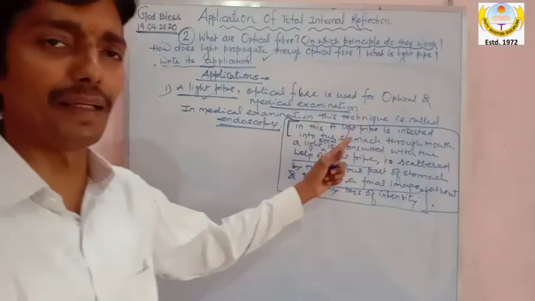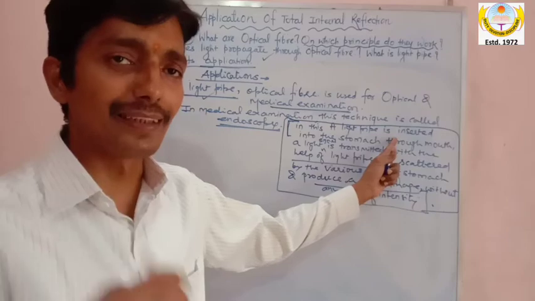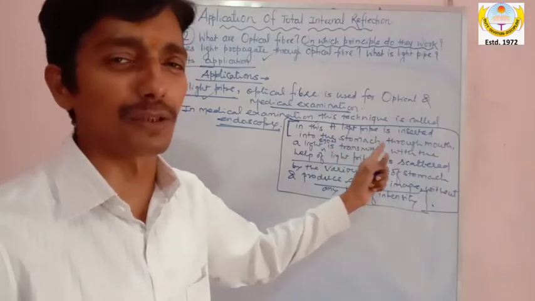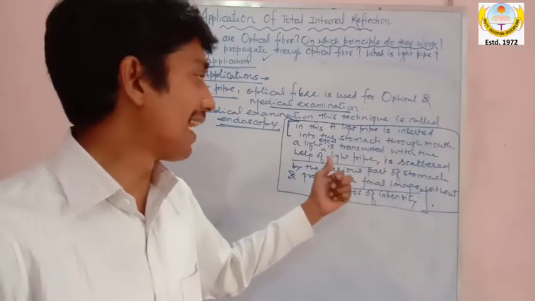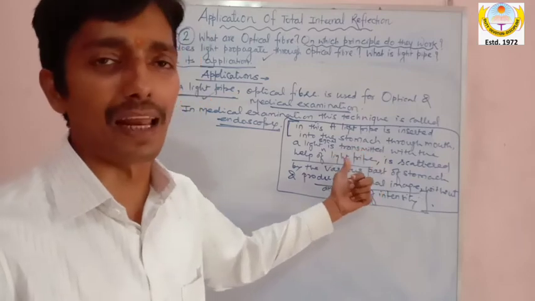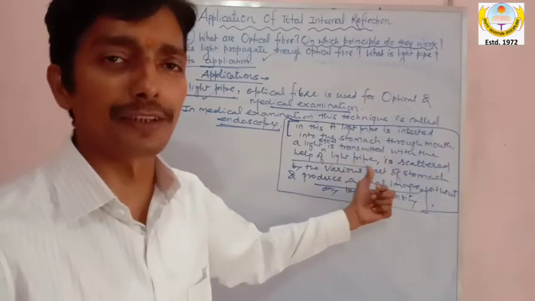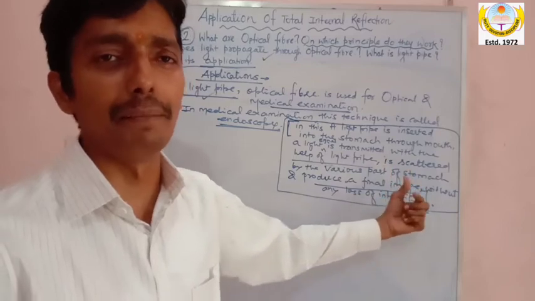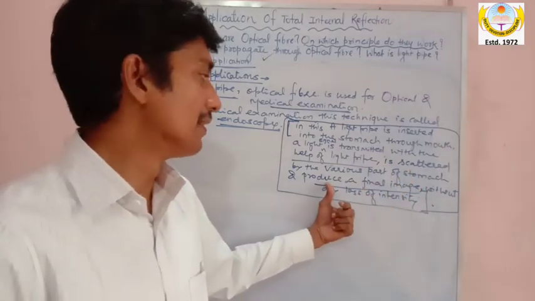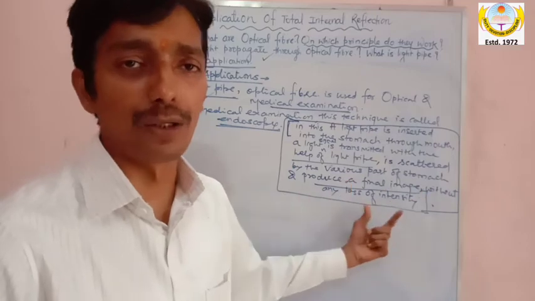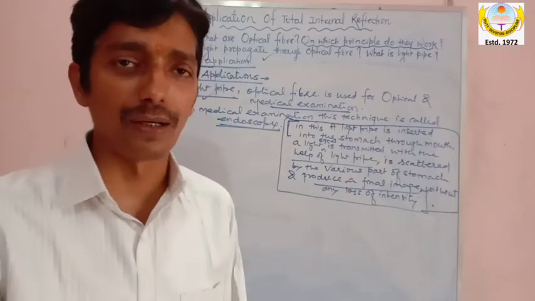What is endoscopy? A light pipe is inserted into the stomach through the mouth, and then a light signal is transmitted with the help of this light pipe, which is scattered by the various parts of the stomach, and the final image is produced, my dear. Am I clear? Without any loss of intensity. The technique is called endoscopy.